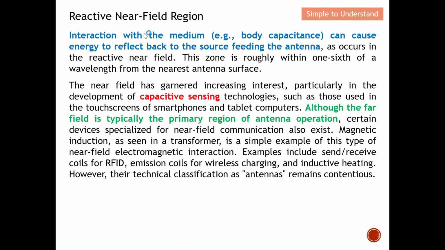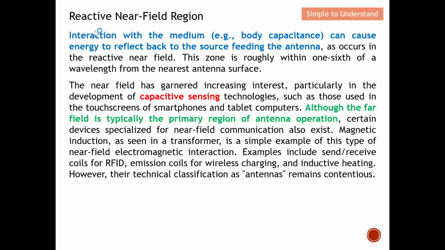Okay, the interaction with the medium, for example, the body capacitance, can cause energy to reflect back to the source that is feeding the antenna. I'm still at the reactive region, which means the closest to the antenna. A lot of the time when we want to use our iPad or phone, we can use this body capacitor or capacitor effect to zoom or unzoom. Basically, this is what it means here.